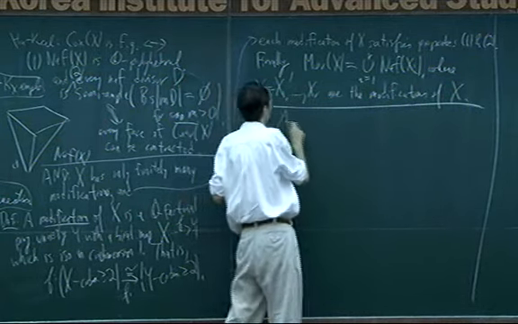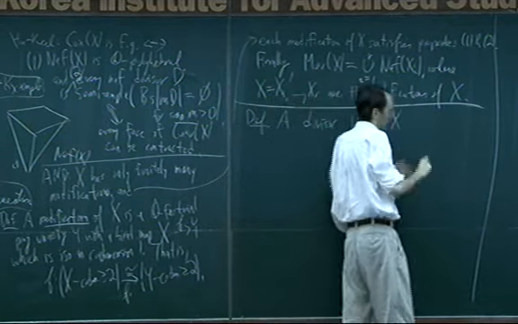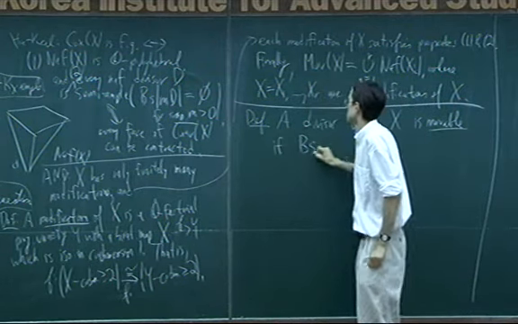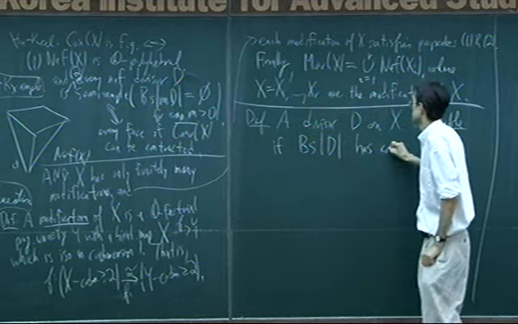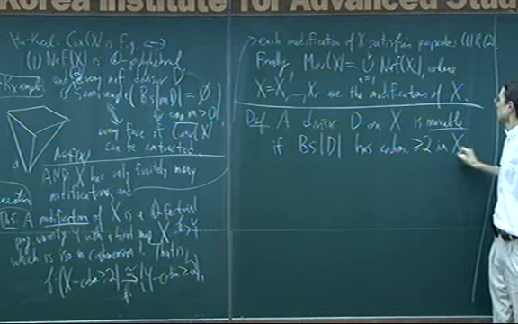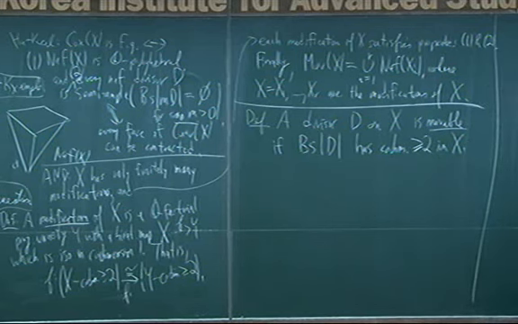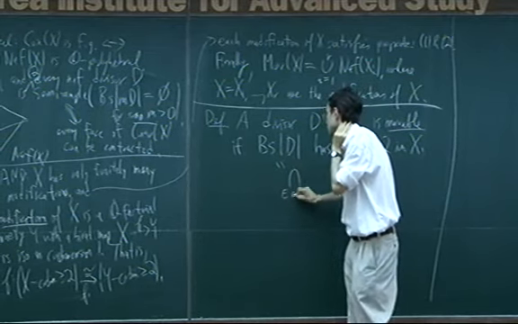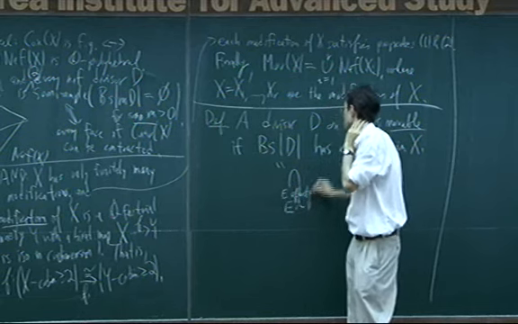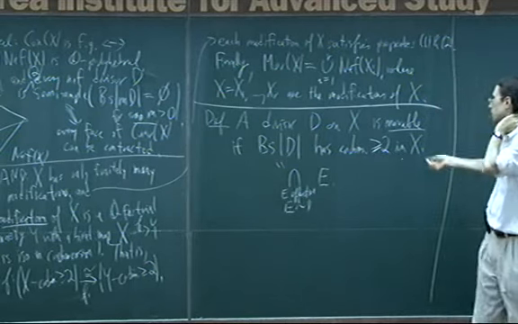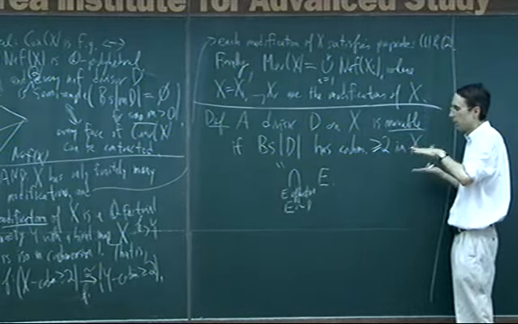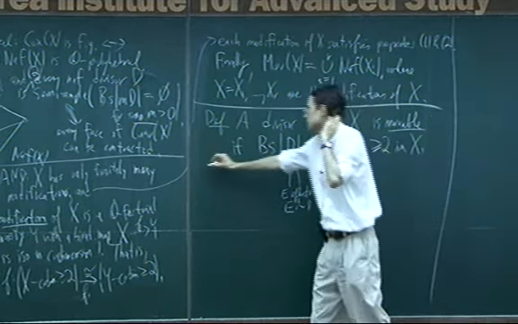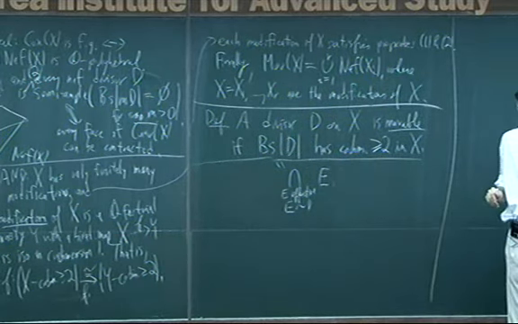So definition: a divisor D on a projective variety X is movable if its base locus has codimension at least 2 in X. So that means, first of all, D is linearly equivalent to some effective divisor, and the base locus means the intersection of all the effective divisors that are linearly equivalent to D. Right, so this is saying that there's no codimension 1 subvariety that's contained in all the divisors linearly equivalent to D. Or in other words, the corresponding line bundle has enough sections that they don't all vanish on some codimension 1 subvariety.